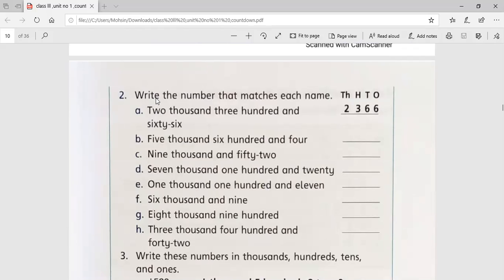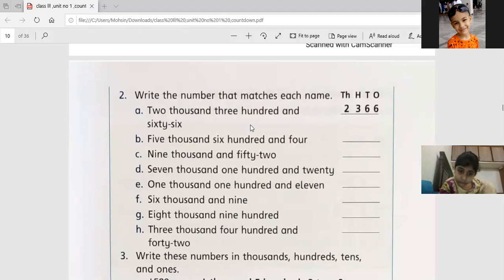What are they asking? Write the number that matches each name. In this question, we have parts from A to H. The A part is 2366. So we have to write it in digits.